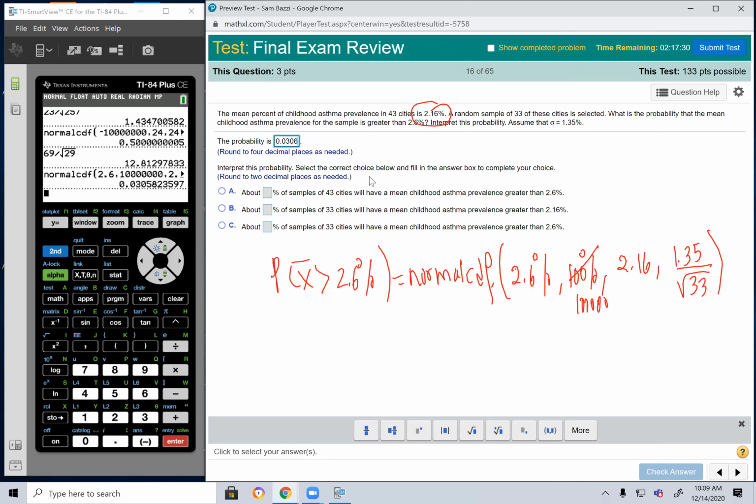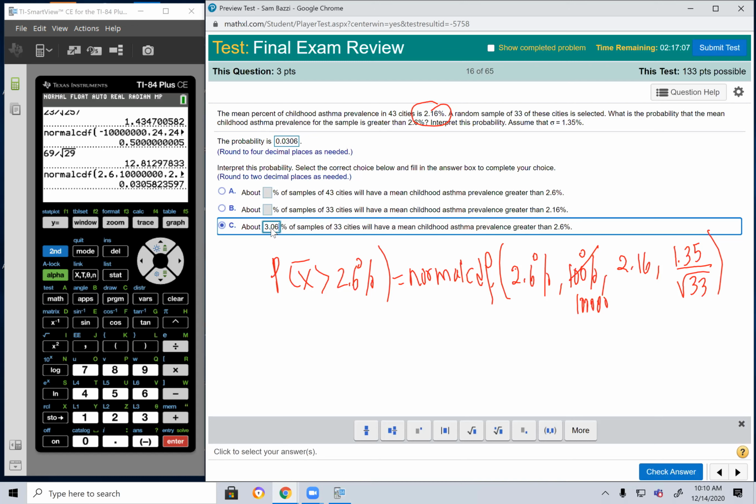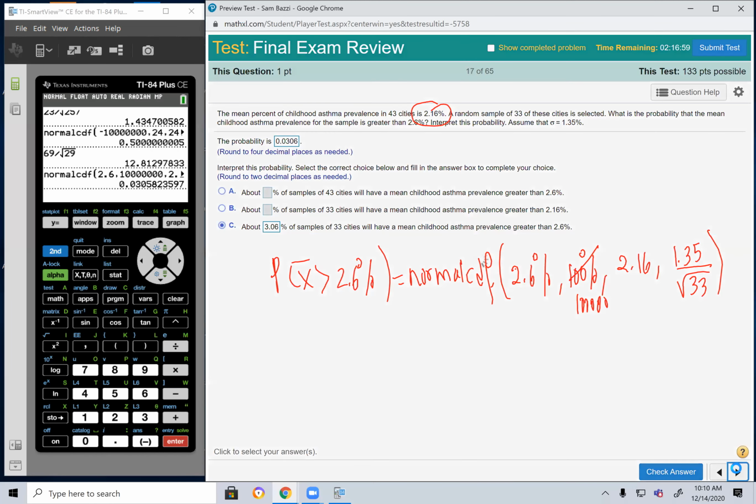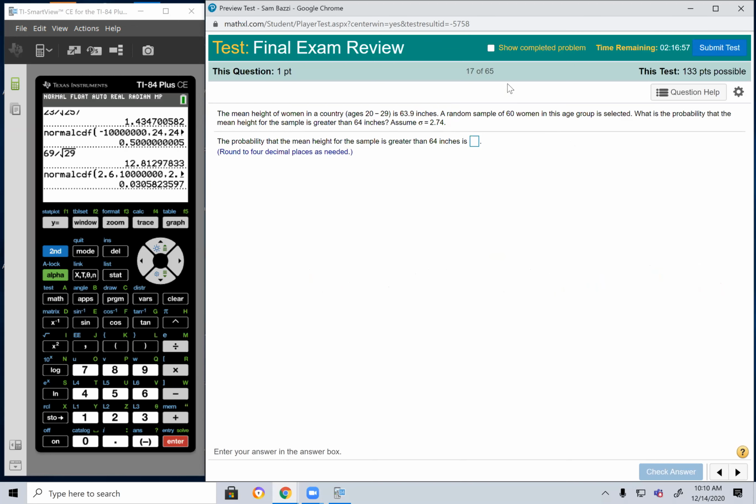And now interpret this probability. Well, it's not samples of 43, it's samples of 33. Greater than 2.6. It's going to be right here about, okay, can you change this one to a percent? It will be 3.06% of samples will have a mean childhood asthma prevalence greater than 2.6%. Okay, clear.